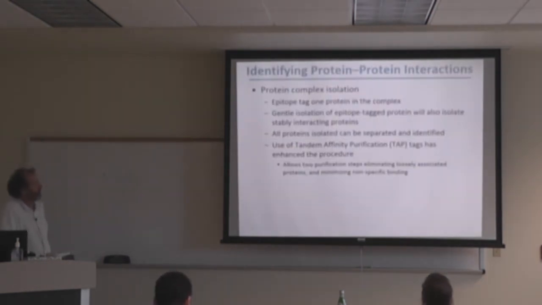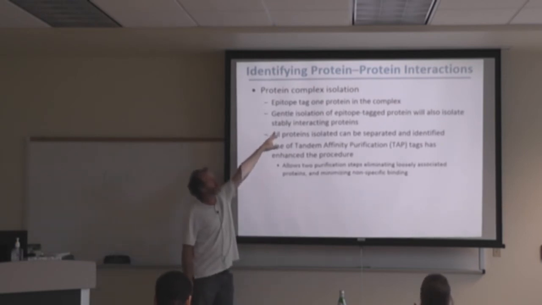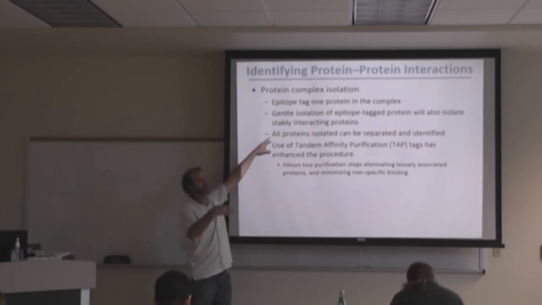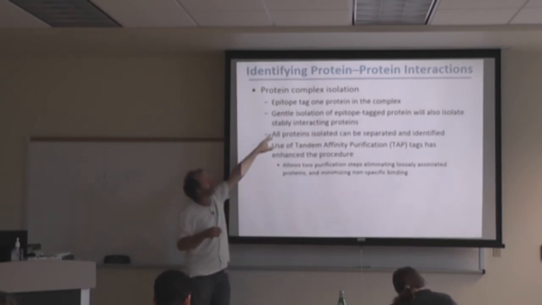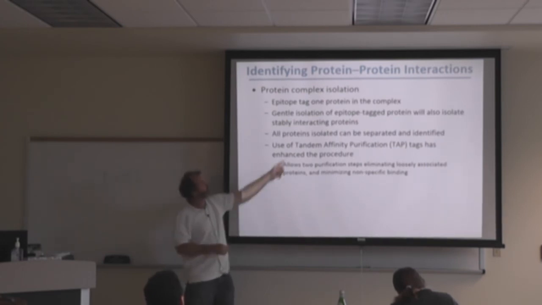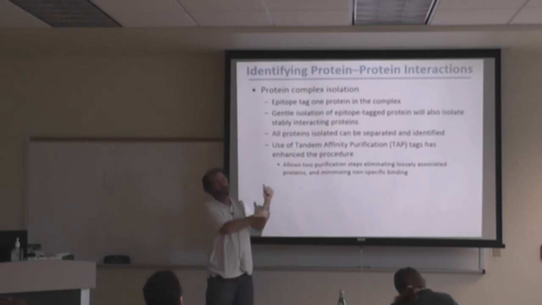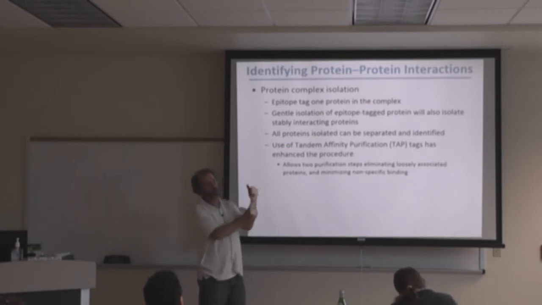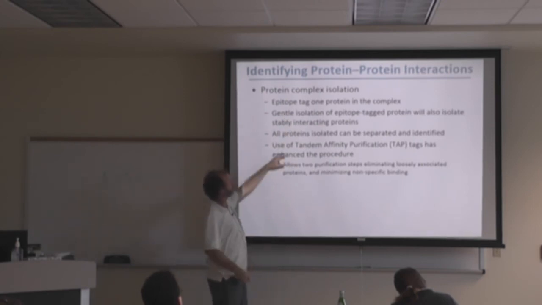So identifying protein-protein interaction. That's kind of like what I gave you an example of. Put an epitope tag on one protein in the complex and gently isolate the epitope tag protein. We'll also isolate stably interacting protein. Anybody ever hear of immunoprecipitation? It's similar to what you're doing here. You have an epitope tag protein, and you isolate that, and anything that comes with it are proteins that are naturally associated with that protein you're interested in. You can use the epitope tag to bind to an IgG, and then you can use something like protein A bound to sepharose or some kind of insoluble material to actually precipitate out the protein you're interested in, plus any proteins that specifically bind to it.